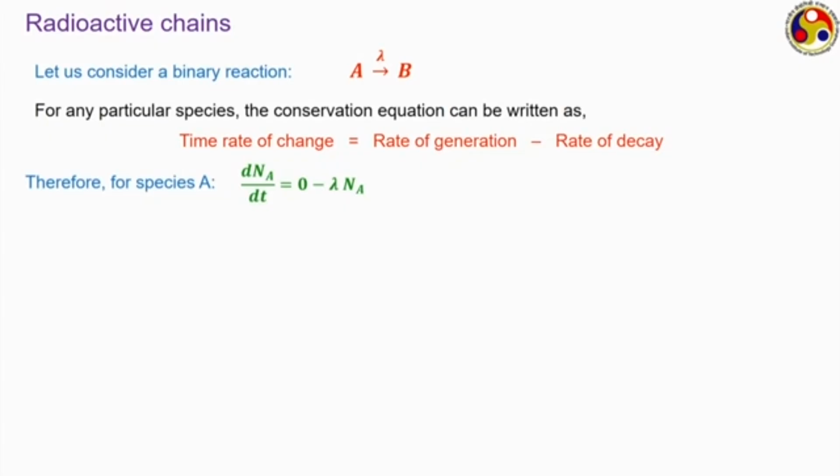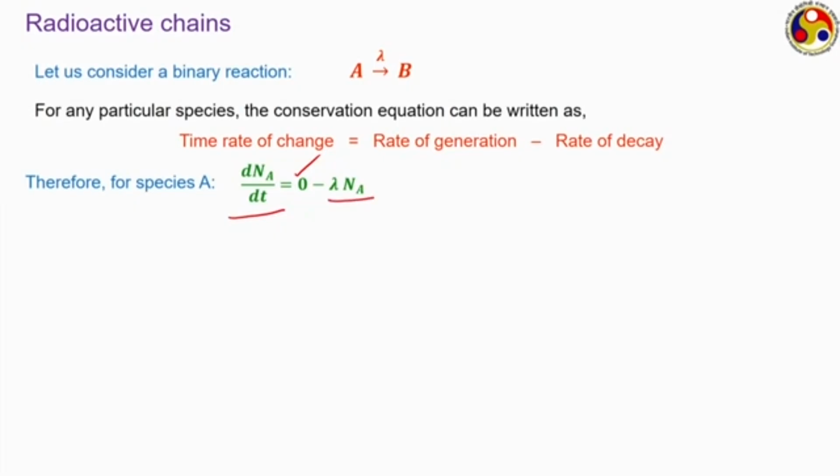So, for the species A, we can write that its time rate of change, that is dNA/dt, is equal to, there is no source for A. So, the rate of generation is 0, and the rate of decay, as per the principle that we have studied earlier, is proportional to the number of nuclei of A itself, and so can be given as lambda times NA.